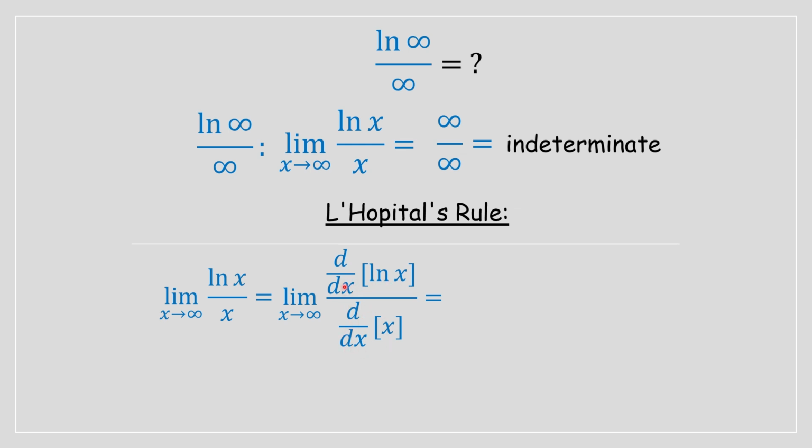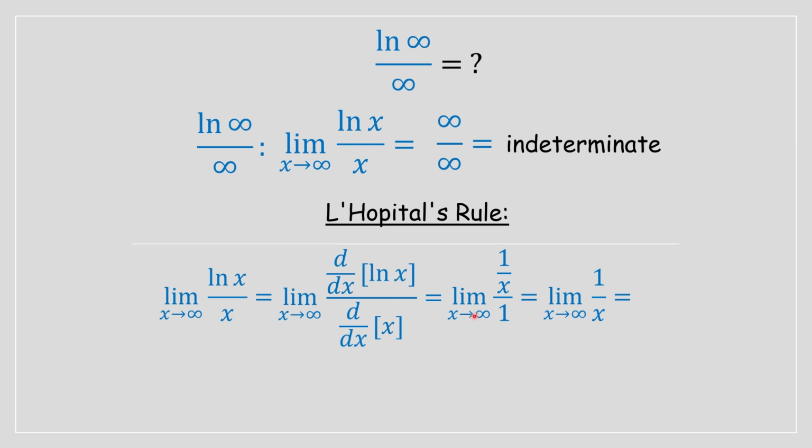The derivative of ln of x is very straightforward. That would just be equal to 1 divided by x, and the derivative of x is just equal to 1. We are going to be left with this limit as shown on your screen. We can simplify this a bit further, and finally we have this limit, which is the limit as x approaches infinity of 1 divided by x.